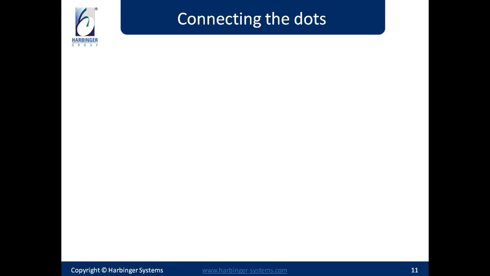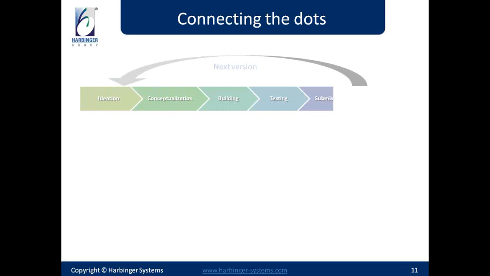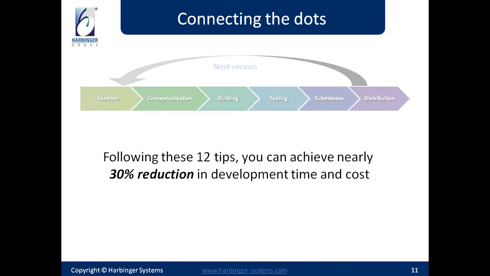So now we can relate all these 12 tips together and try to associate them with the product life cycle that we had seen before. If you look at it, these 12 tips can help you achieve nearly a 30% reduction in your development time and cost. Now this is a huge number.